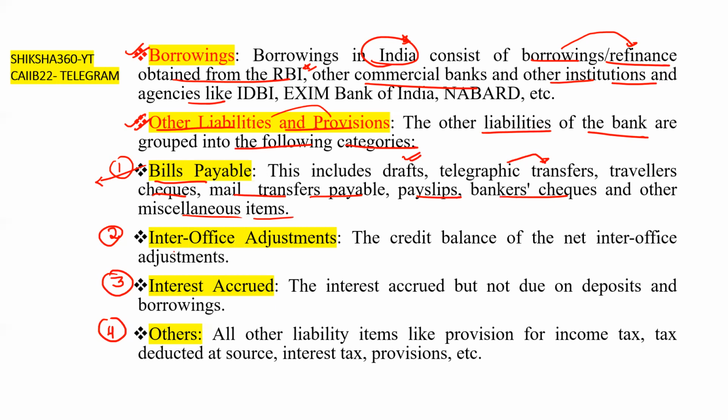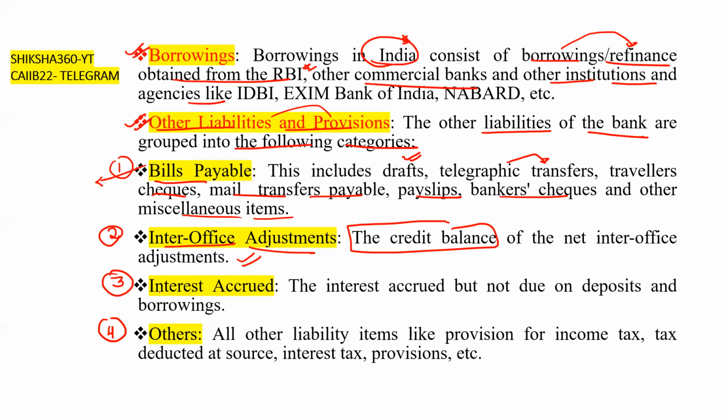Next one is inter-office adjustment. The credit balance in the net inter-office adjustment comes under the inter-office adjustment.